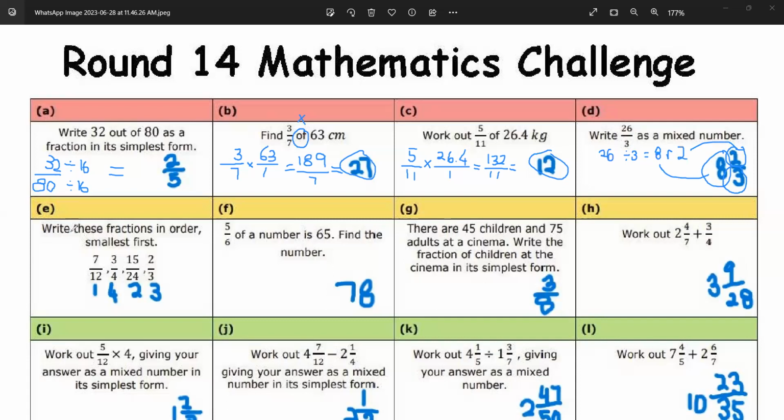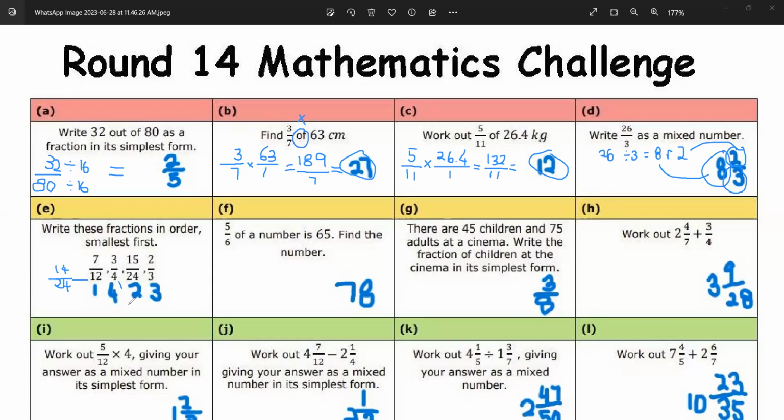Question E. Write these fractions in order, smallest first. So to do this question, we'll need to make all the denominators of these fractions the same. For me, I'll make all the denominators become 24. So 12 to get 24 will need to times 2. So 12 times 2 will get 24. The numerator also needs to times, so 7 times 2 will get 14. So 7 out of 12 equals 14 out of 24.